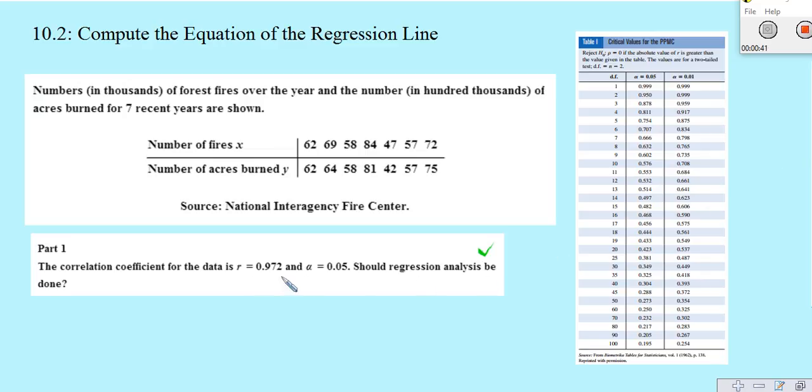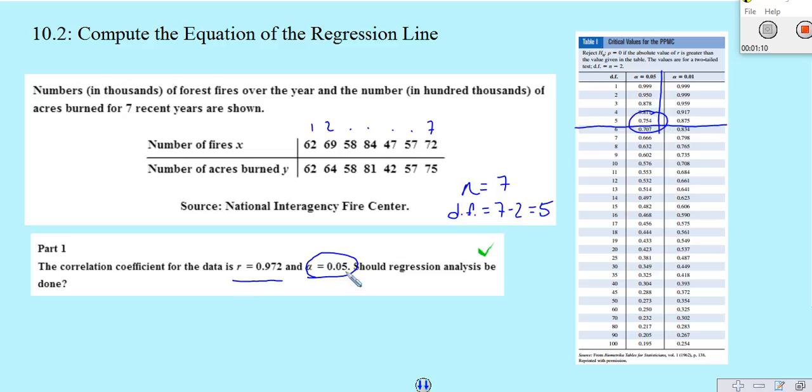There's not a lot of back algebra behind the scenes. So we start off here. We got a correlation coefficient of 0.972. We have a sample size of 1, 2, 3, 4, 5, 6, 7. So my degrees of freedom would be 7 minus 2, which is equal to 5. We come over to Table I, go to 5, and come across, using an alpha, or significance level, of 0.05, and we find a critical value of 0.754.